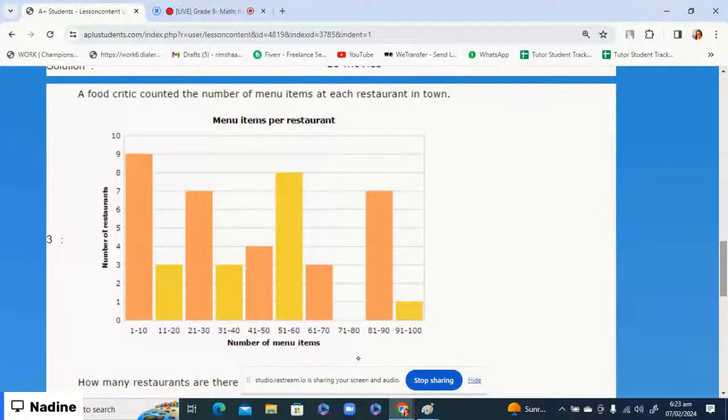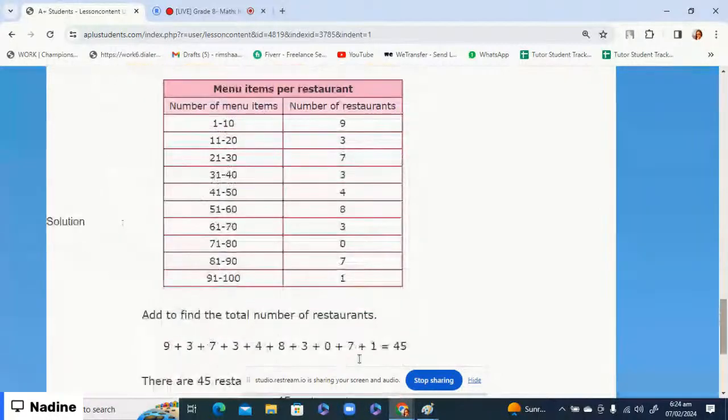Now 71 to 80, there is nothing, so it means that it's 0. Then 81 to 90, it's 7. And 91 to 100, that is 1. Now just writing it this way and then add all of it: 9 plus 3 plus 7 plus 3 plus 4 plus 8 plus 3 plus 0 plus 7 plus 1. And then we'll get the answer 45.